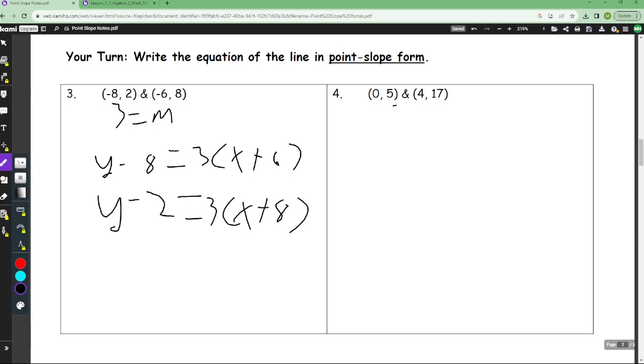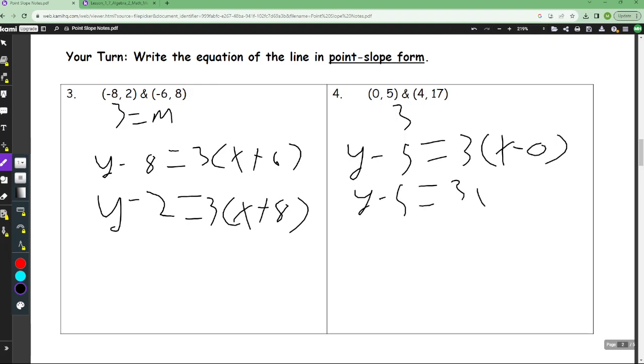The slope is going to be 3. 17 minus 5 is 12. 4 minus 0 is 4. 12 divided by 4 gives 3. Point-slope, we plug it in. If we're plugging in the first one, y minus 5 equals 3 times the quantity of x minus 0, which can be simplified to y minus 5 equals 3x.